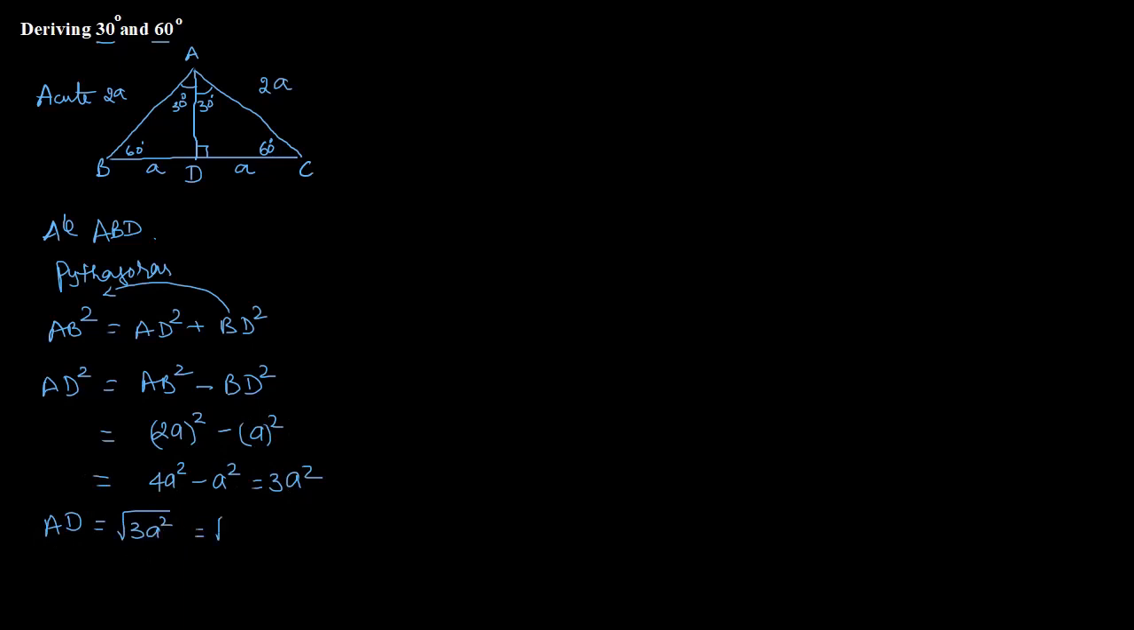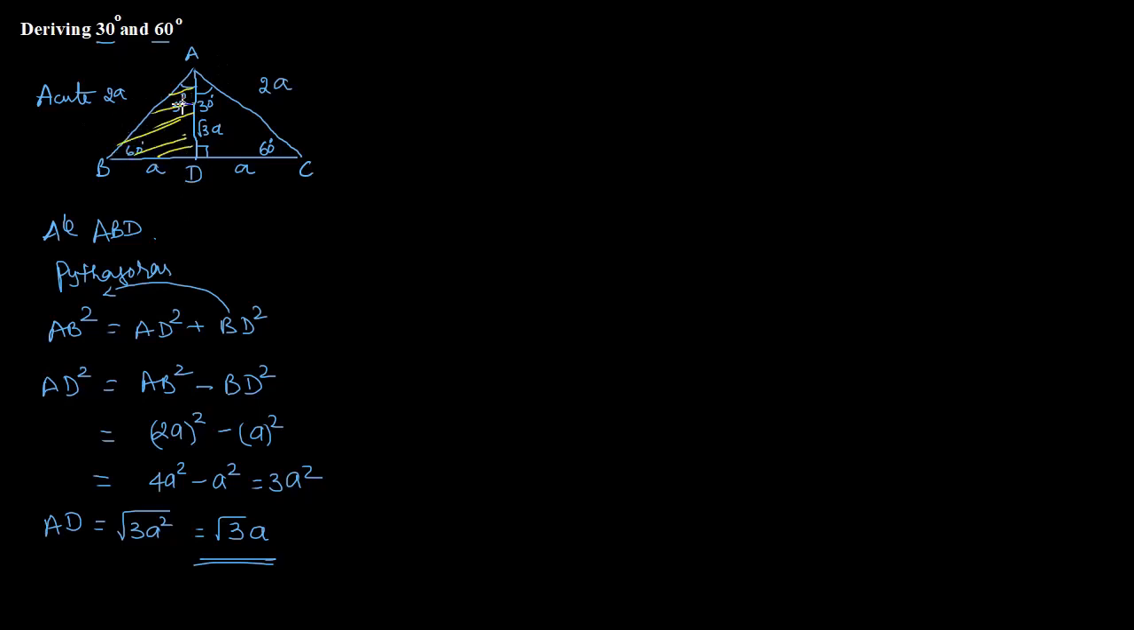Square root of 3 remains as is. Square root of a square is a. So that is my AD value, which is root 3a. Now if I just consider this triangle, the triangle which we have considered now, what do I get in this?